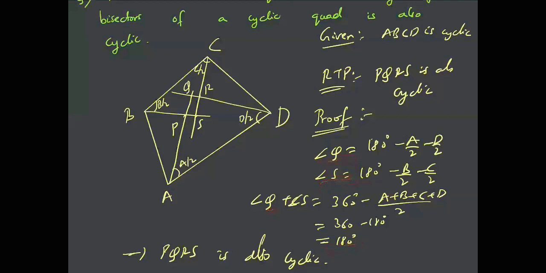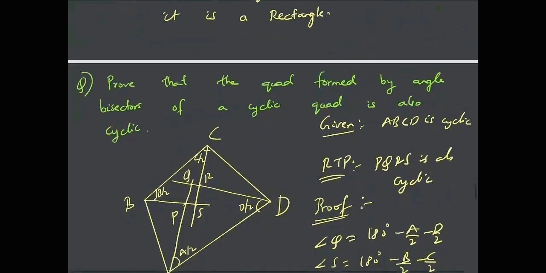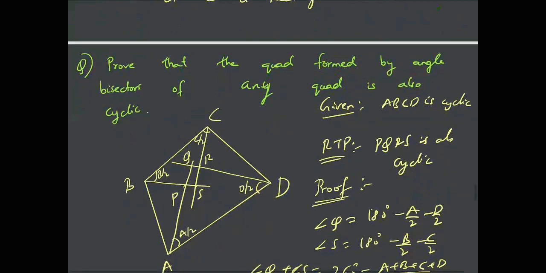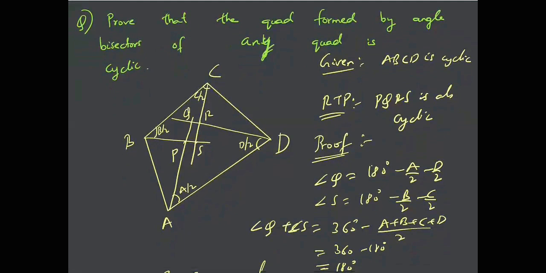So in this entire process, did we use the fact that ABCD is cyclic? In this entire process, we didn't even use the fact that ABCD is cyclic. So this is true for any quadrilateral, not only for a cyclic quadrilateral. The quadrilateral formed by angle bisectors of not only a cyclic quadrilateral but any quadrilateral is cyclic.